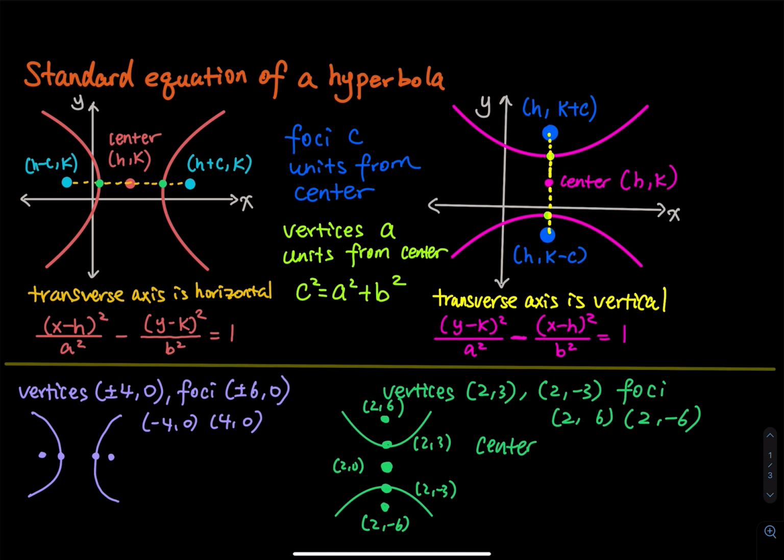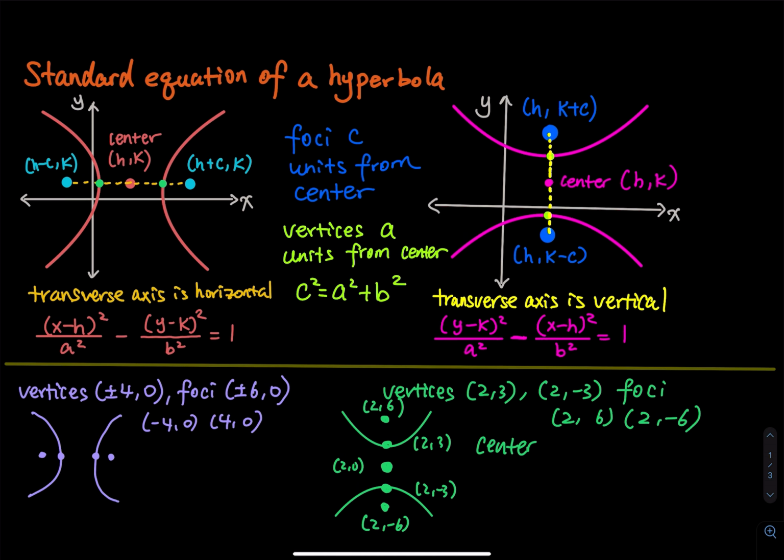The vertices are a units from the center. Starting at the center, you add a units to the x coordinate, you reach this vertex. You subtract a units from h, you reach this vertex. Since this is a horizontal hyperbola, we have a horizontal transverse axis. Hyperbola means you have two branches, so one right here and then one right there.